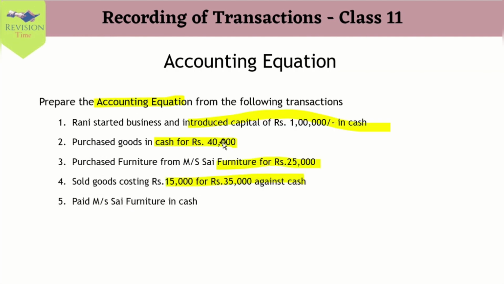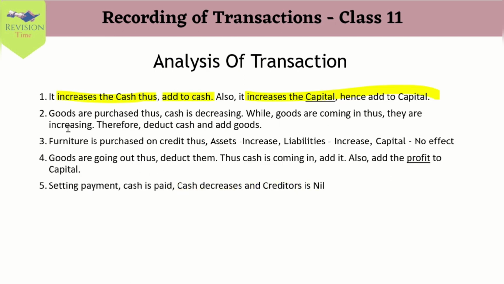Next question. Purchased goods in cash for 40,000. Now let us analyze here. When you purchase something, you give cash. Here we are giving it in cash. So when you are purchasing, you are getting 40,000 worth, but you are paying 40,000 cash. So your cash gets minused, but your goods get added. Here goods are purchased, thus cash is decreasing, while goods are coming in, they are increasing. Thus deduct cash and add goods.